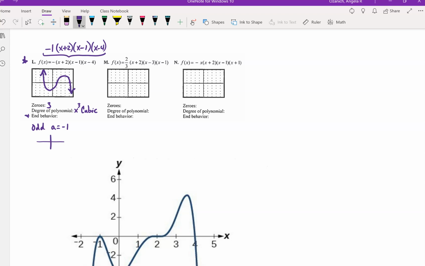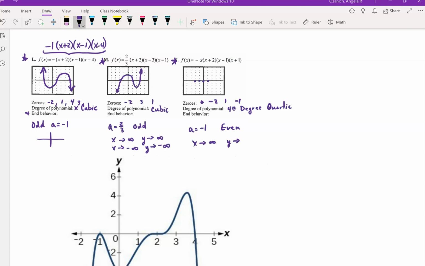Okay, why don't you stop for 2 seconds. Stop the video. Try M and N. I'll write the answers in, but you got to stop for a minute first and see if you can do it on your own.